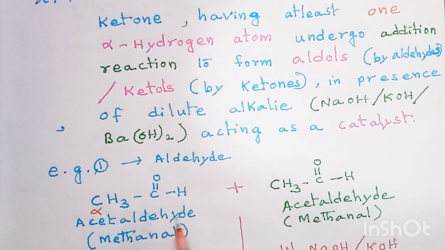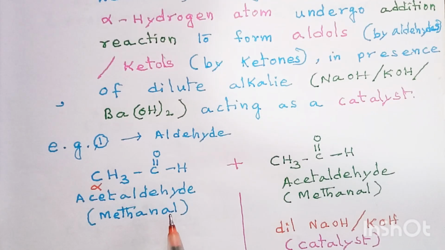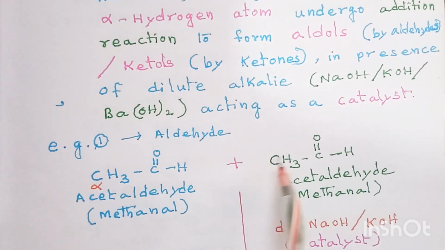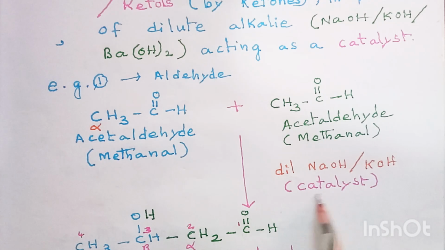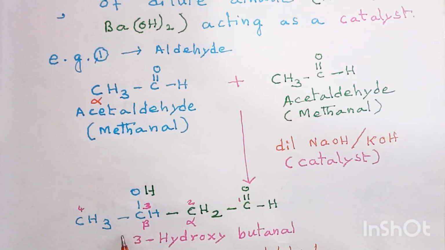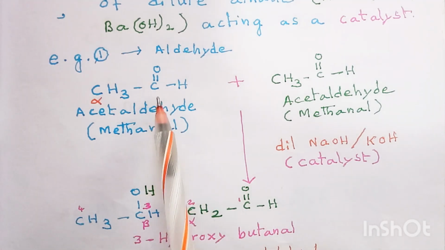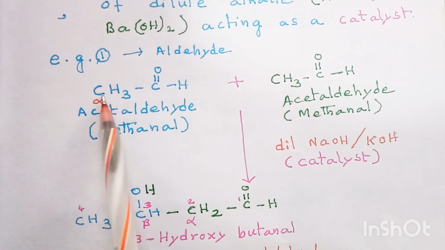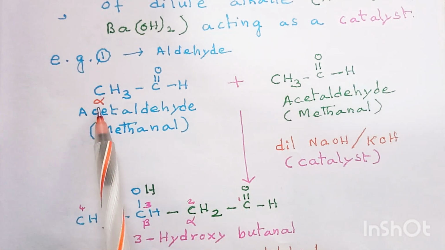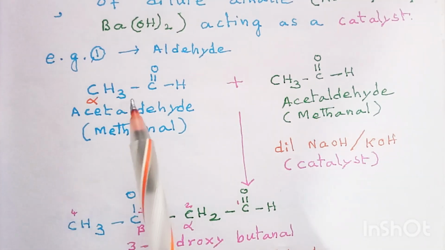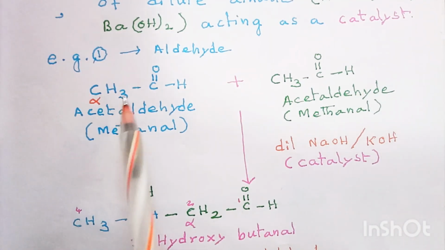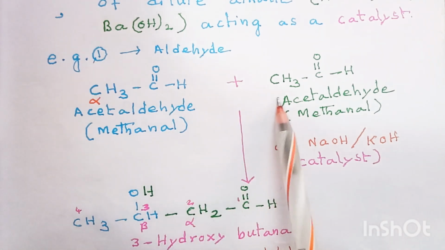The simplest aldehyde having alpha carbon is acetaldehyde. CH3CHO is acetaldehyde. It is also called ethanal. Acetaldehyde combines with another molecule of acetaldehyde in presence of dilute sodium hydroxide or potassium hydroxide acting as a catalyst to give us aldol product. In acetaldehyde, this is carbonyl carbon, this is the alpha carbon. Adjacent to carbonyl carbon is alpha carbon. This alpha carbon has 3 hydrogen atoms. So it has 3 alpha hydrogens. So it can undergo aldol formation reaction.